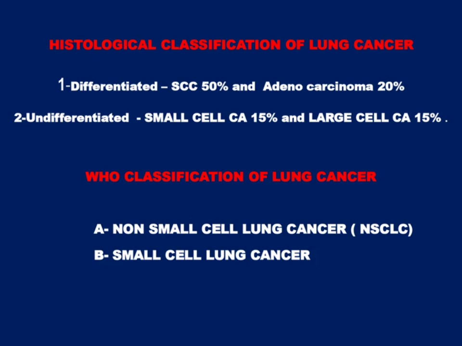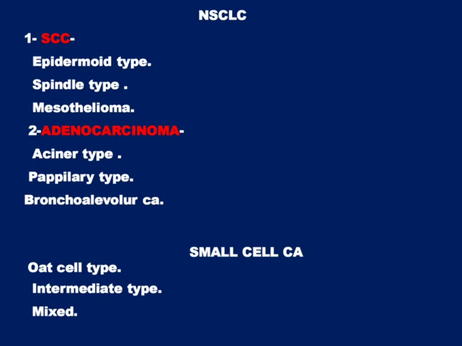So let us start the lung cancer overview. Histologically, lung cancer is divided into two different categories: differentiated lung cancer and undifferentiated lung cancer. Differentiated lung cancer includes squamous cell carcinoma and adenocarcinoma, in which squamous cell carcinoma dominates. Adenocarcinoma is only 20% and squamous cell carcinoma 50%. In undifferentiated carcinoma, small cell carcinoma consists of 15%, and large cell carcinoma 15%.